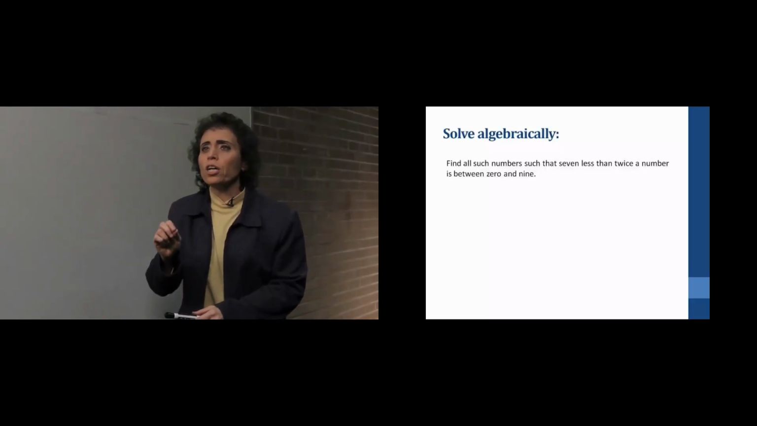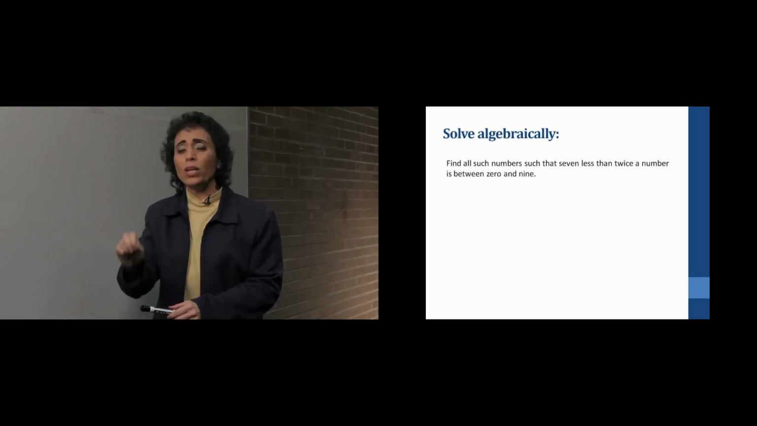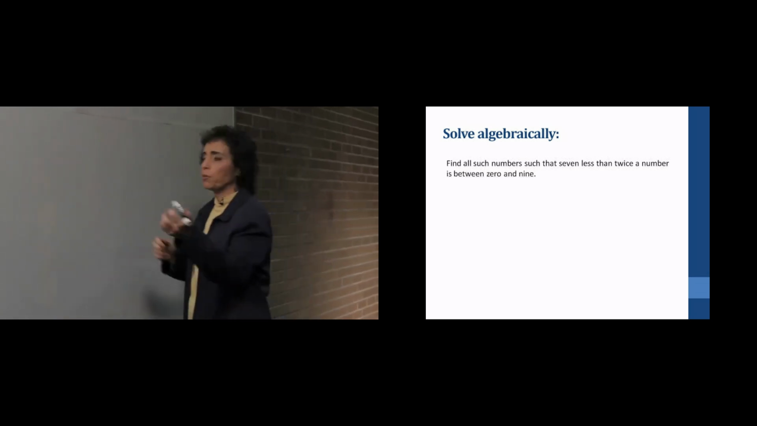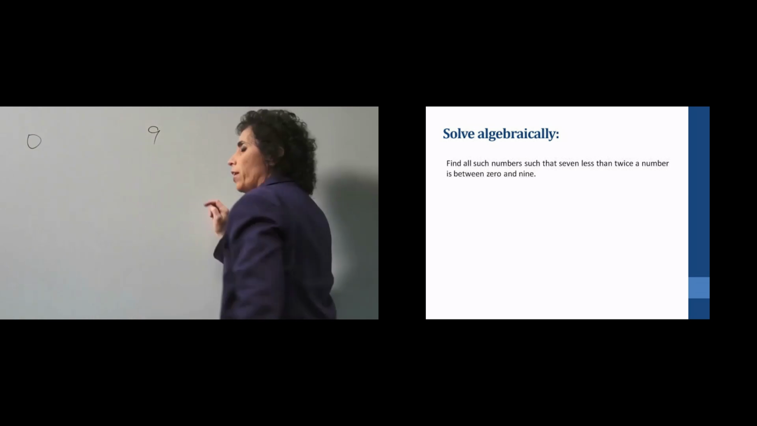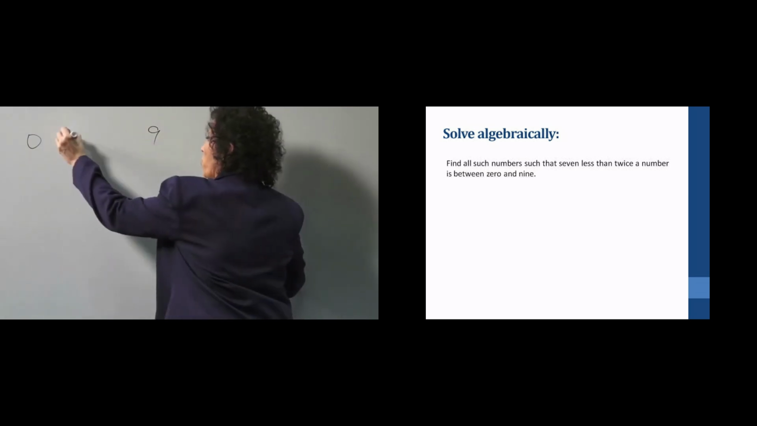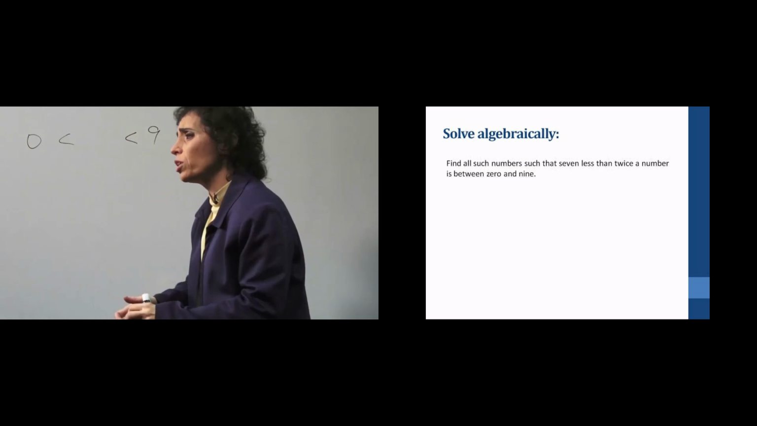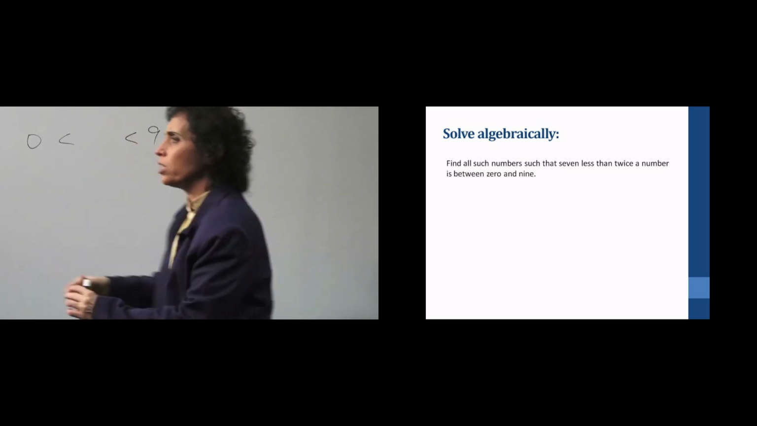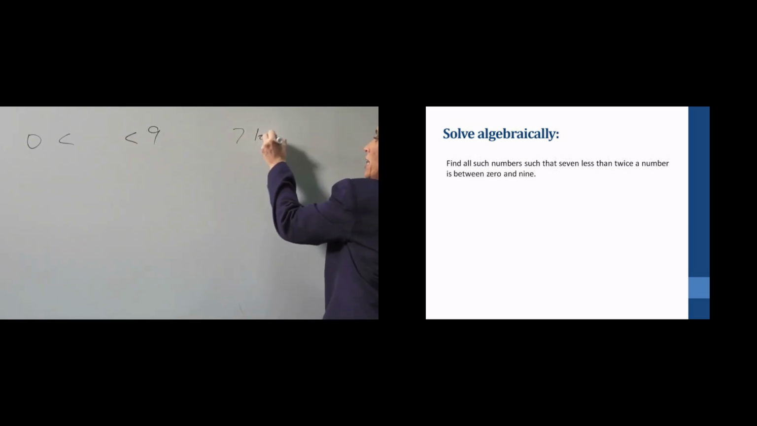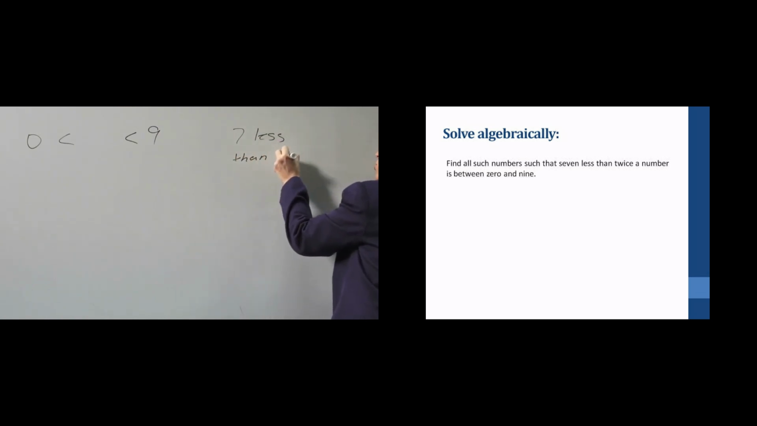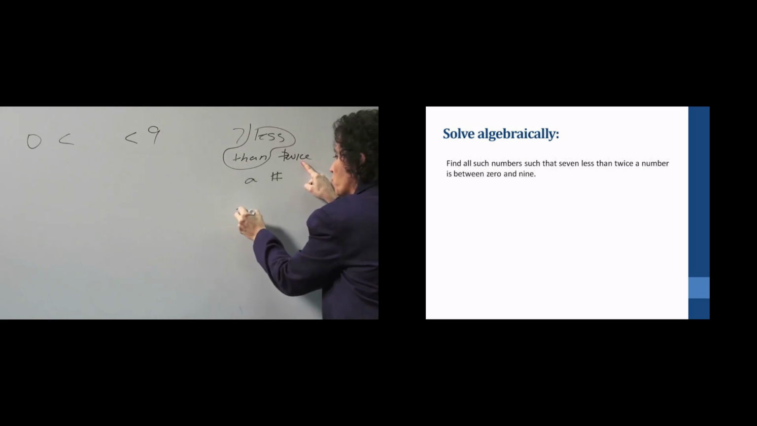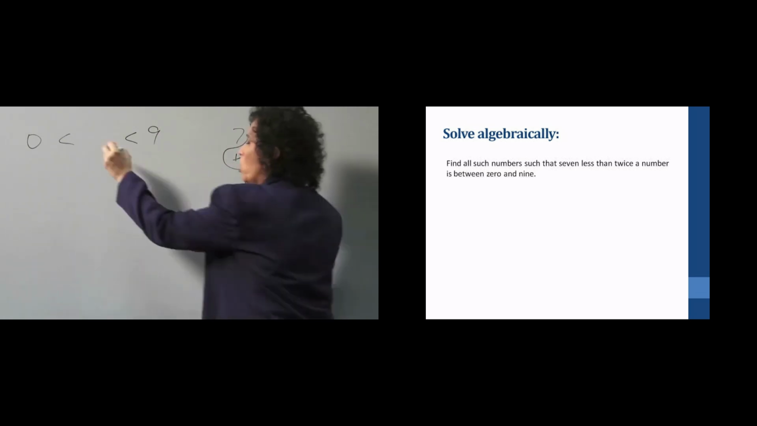Find all such numbers such that 7 less than twice a number is between, that's the key word there, between 0 and 9. That tells me that I'm going to use that compact form. Smallest number first. Everything points left, variable in the middle. Well, what truly is the variable? Let's talk about that. It says find all such numbers such that 7 less than twice a number. That's what's between there. So less than switches the order, so twice a number goes first, minus 7. So that's what goes right here.